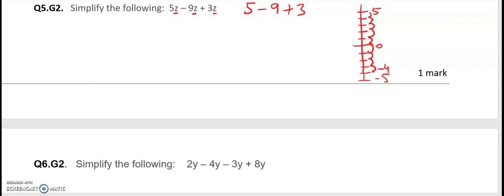So we go up from minus 4, 3 steps. So minus 4, minus 3, minus 2, minus 1. So this would be minus 1 z. So we add the z at the end. We can go a step further and write this as minus z or negative z, removing or leaving out the 1.